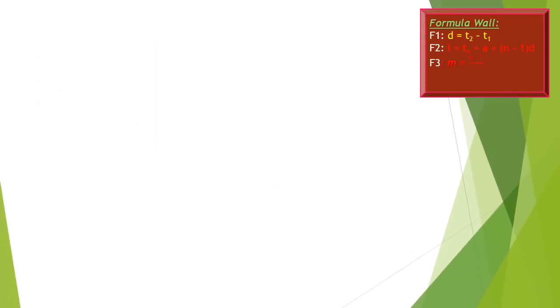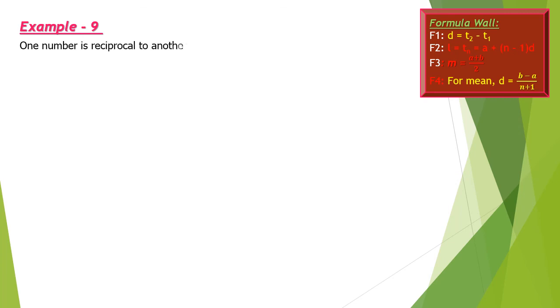Now another example. Example 9. One number is the reciprocal of another. Reciprocal means what? What is the reciprocal of 2? Reciprocal of 2 is 1 by 2, isn't it? So what will be the reciprocal of x? Reciprocal of x will be 1 by x. So one number is the reciprocal of the other. These numbers are in arithmetic progression, and the mean between them is 5 by 4. Find the numbers.